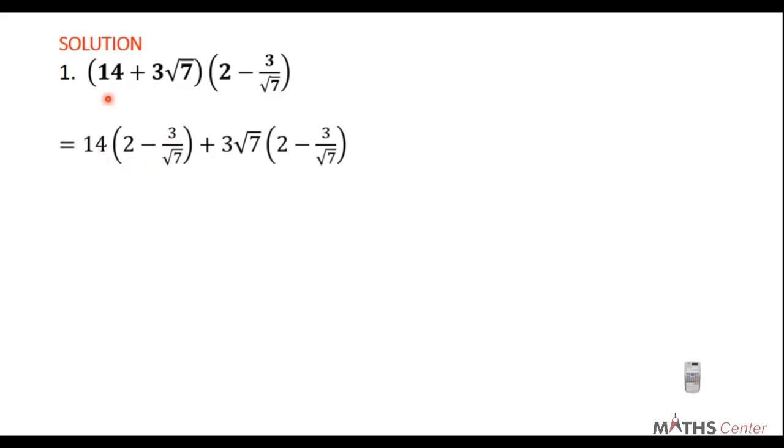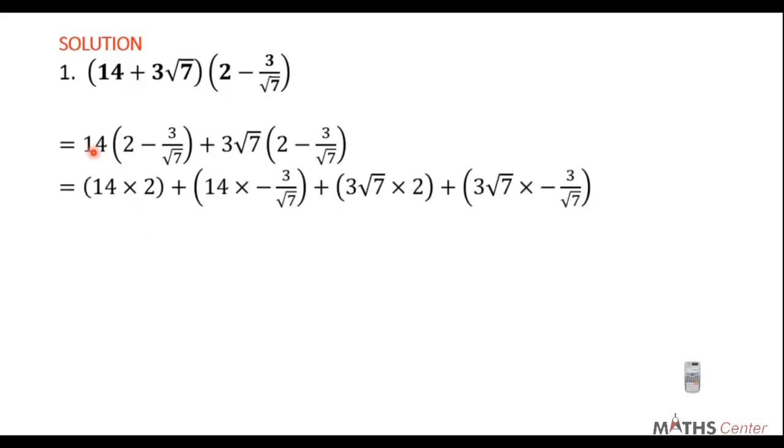From here we pick the first term in the first bracket, which is 14, and multiply it with everything in the second bracket, which is 2 minus 3 over root 7. We pick the second term in the first bracket, which is 3 root 7, and multiply it with everything in the second bracket, which is 2 minus 3 over root 7. So from here we do the expansion. We are going to have 14 times 2 in one bracket, then plus 14 times negative 3 over root 7 in the other bracket.